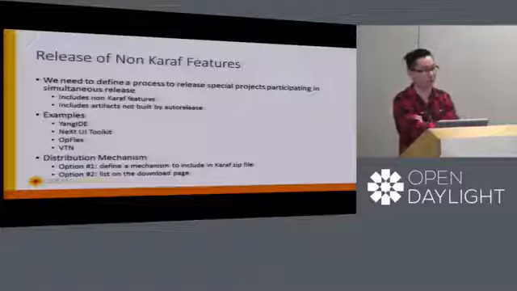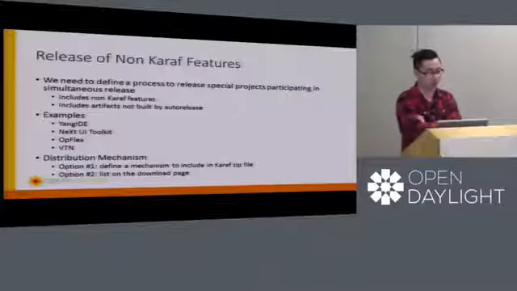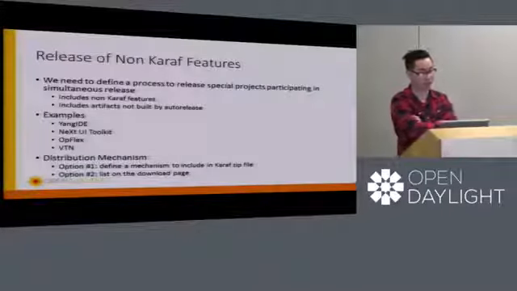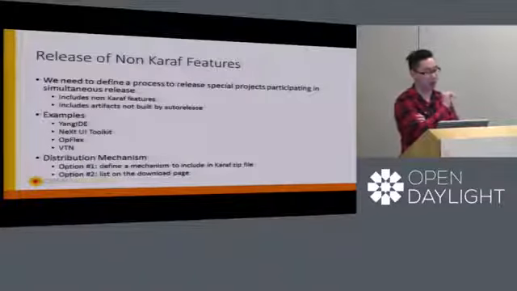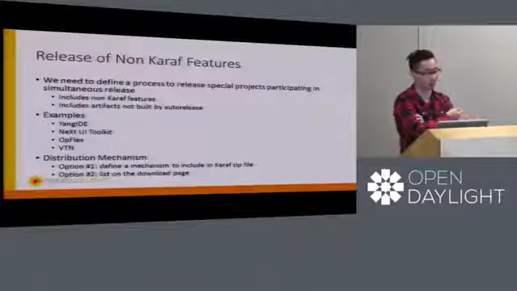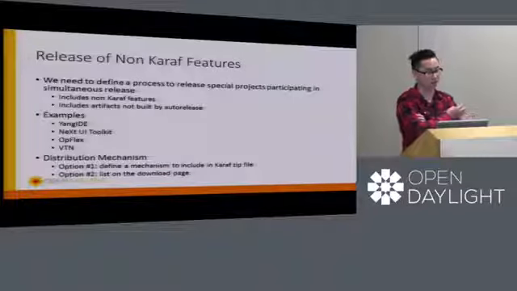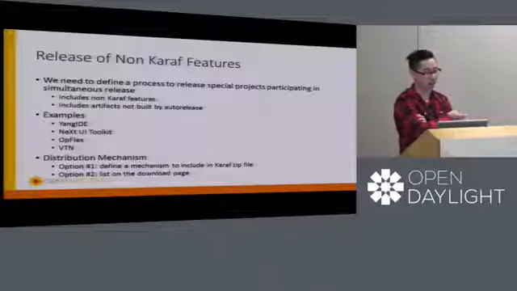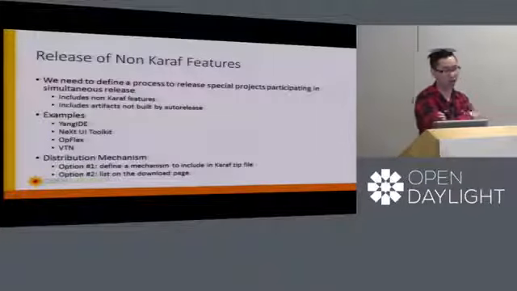So the other thing that came up during the Beryllium discussion and will also affect Boron is the release of non-Karaf features. So we need to define a process to release special projects that participate in the simultaneous release, but either A, do not include any Karaf features, or B, their artifacts are not built by autorelease. There are some projects, for example, Yang IDE from AT&T, NeXt UI, Toolkit, OpFlex, and VTN. And so we also need to define a distribution mechanism.